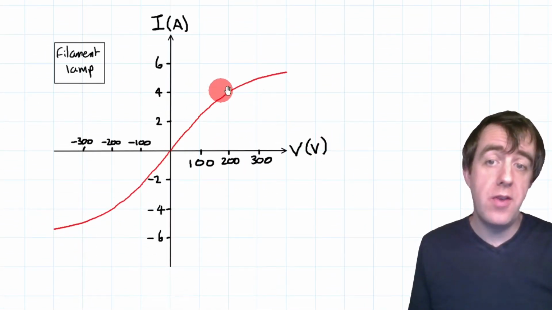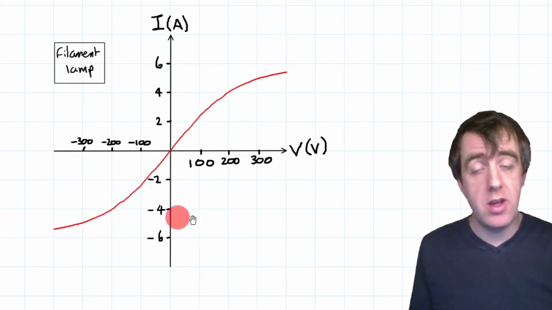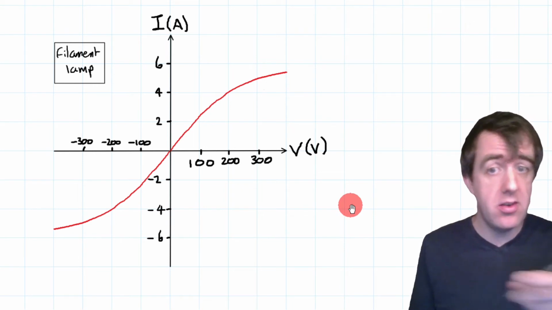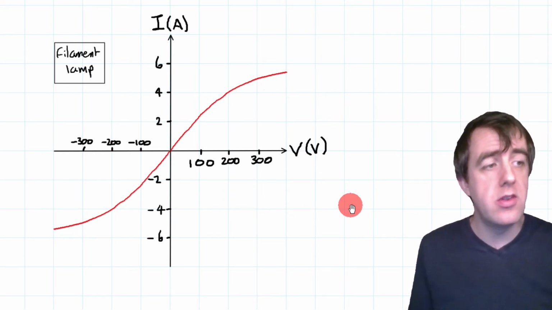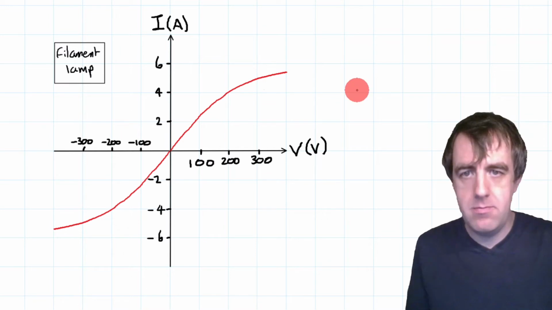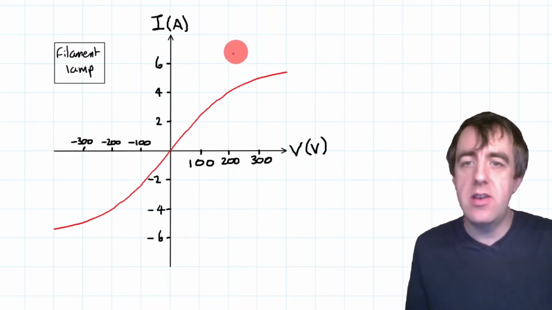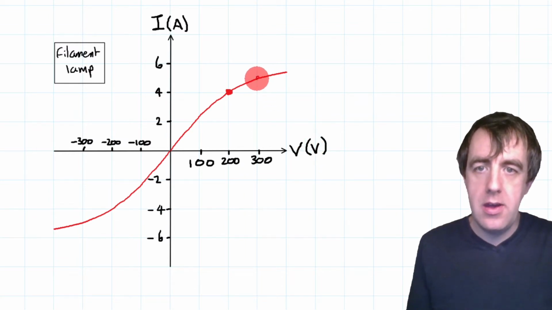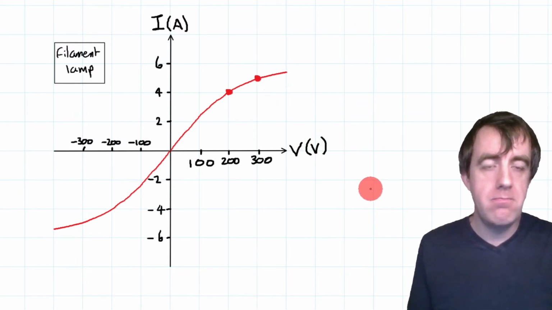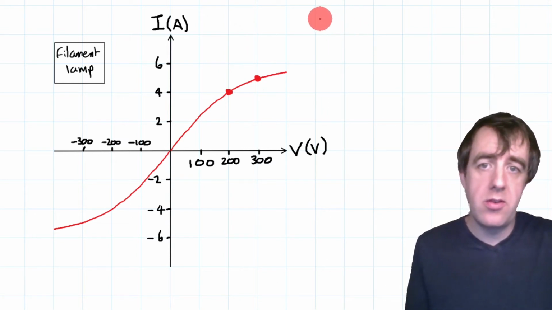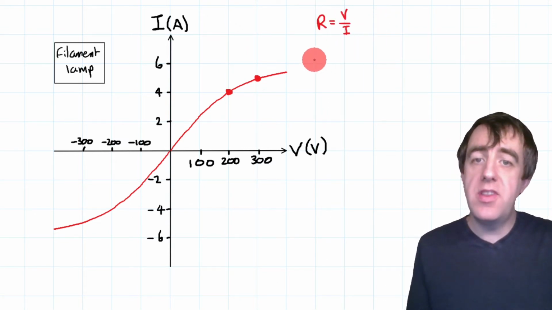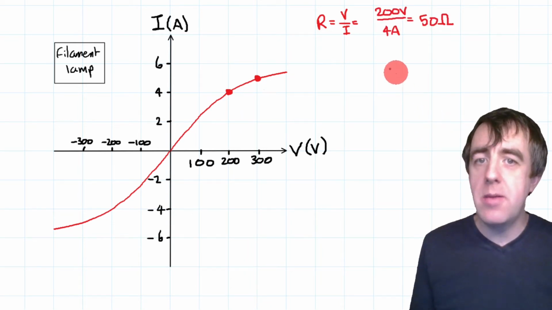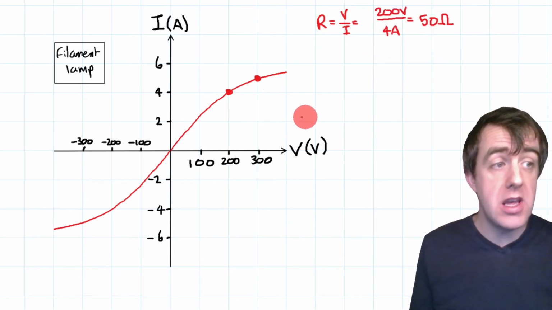Well, let's move on to filament lamps now. The characteristics for a filament lamp are not a straight line, they are a curve. That indicates that the resistance does change dependent on the voltage, the potential difference, that's across the component. Let's compare the resistance for two different potential differences, 200 volts and 300 volts. Let's start with the 200 volts. Remember, resistance is voltage divided by current. And when we put our numbers into the equation, we get 50 ohms.